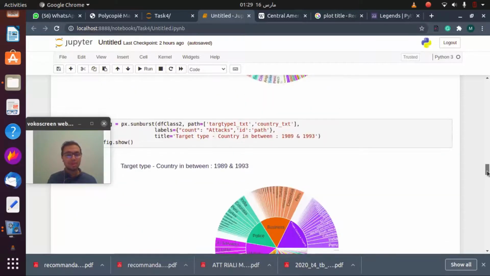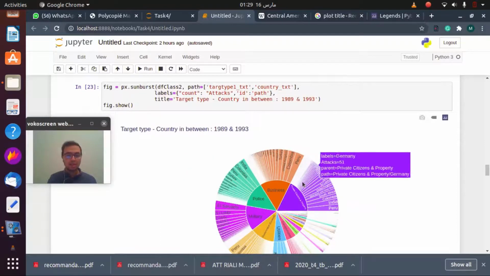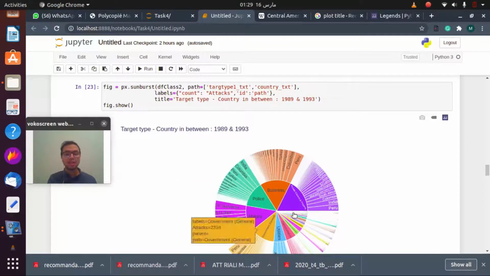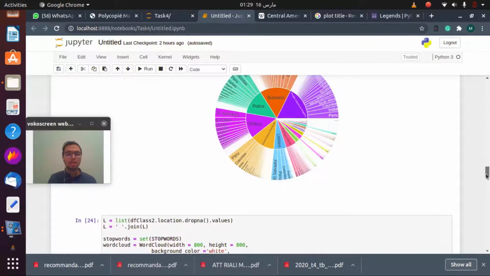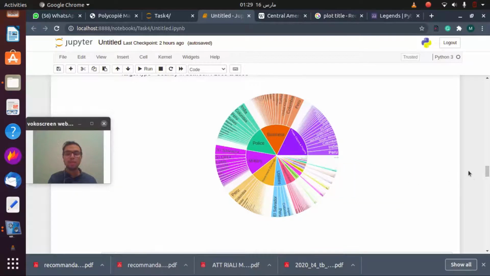And as well, here we can see that there is some kind of likeness between this sunburst plot and the sunburst plot of the first class. Here we have business, police, military, utilities, and civilian and private citizens and property.